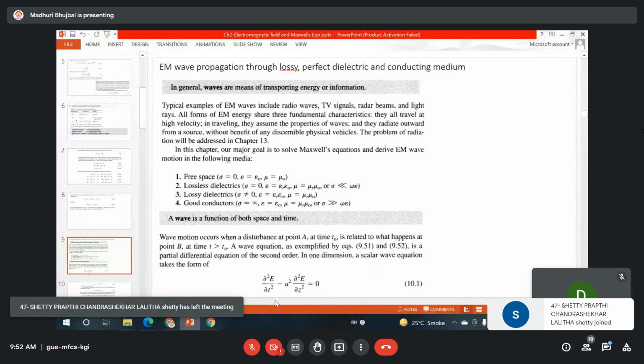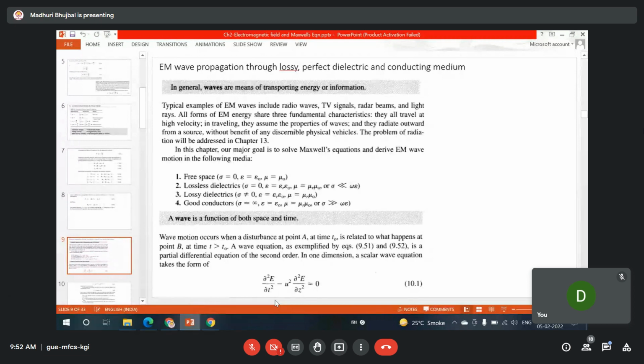Now you know that wave is a function of both time and space. Okay, तो हम लोग दोनों को एक साथ consider करके we cannot write the function. So what we will do, we will consider one dimension at a time. So one dimension consider करके we will write the equation of wave, and that is called as a scalar wave equation, which is given here as 10.1. So if we write down that del square E upon del t square minus u square into del square E upon del z square, which is equal to 0. So this is a scalar wave equation and it is in one dimension. Completed with equation 10.1.